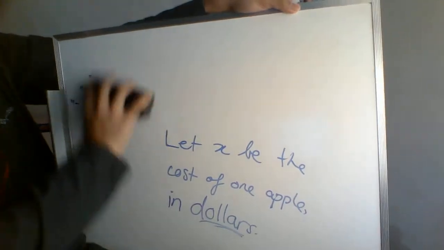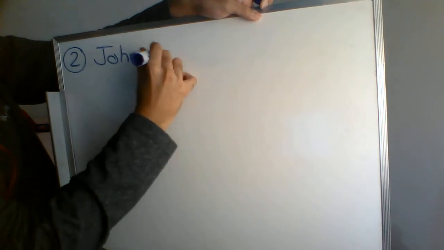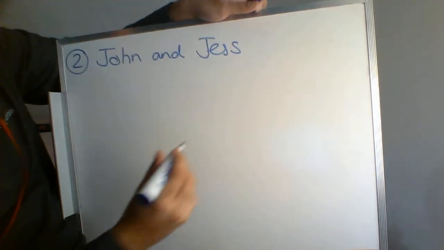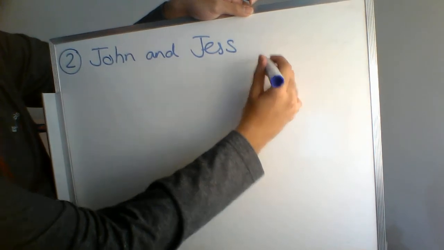So the next one is going to be problem number 2 of the day. This one is John and Jessica. I'm just going to write Jess for short. John and Jess are writing a math test.